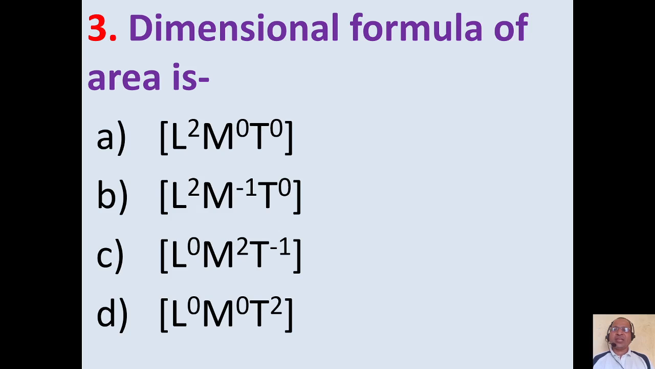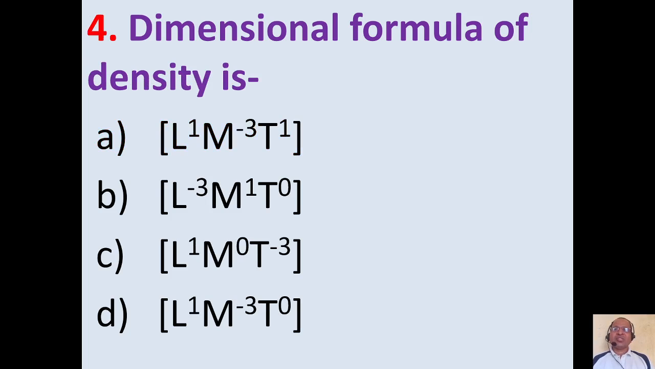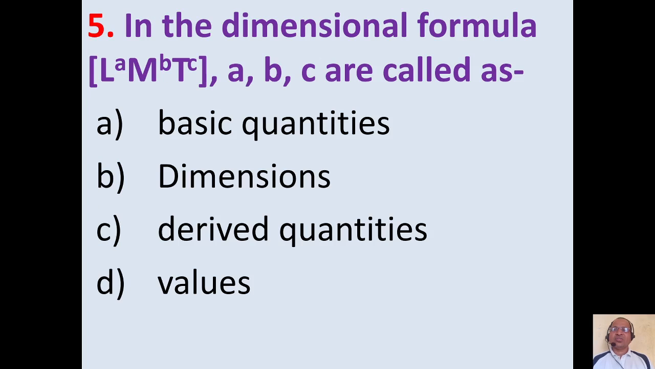Dimensional formula for area: it is option A, L raised to 2. We can simply write L raised to 2. Both powers of mass and time are 0, so they are raised to 0. Dimensional formula for density: we know that density has unit kilogram per meter cube. Per meter cube, so it is L raised to minus 3. For mass or kilogram, it is M raised to 1. So option B is the correct one: L raised to minus 3, M raised to 1, T raised to 0.